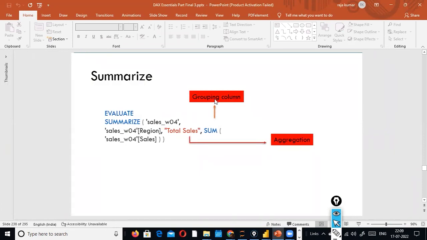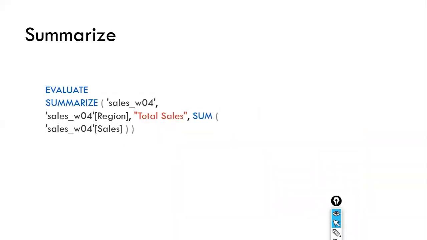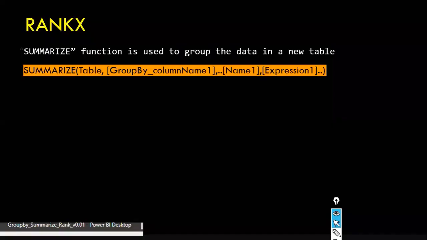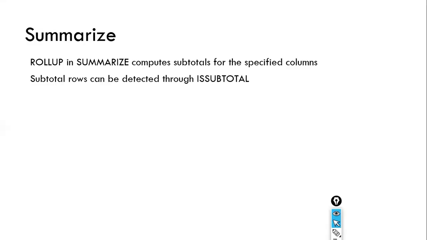See, the region is a grouping column, okay, and I have some problem with my PowerPoint. The license got expired. Okay, the next one is we have something called a roll-up measure. The roll-up function, so not a measure, sorry, roll-up is a function that you can use with summarize function. It is very much helpful to calculate the subtotals, okay, subtotals.